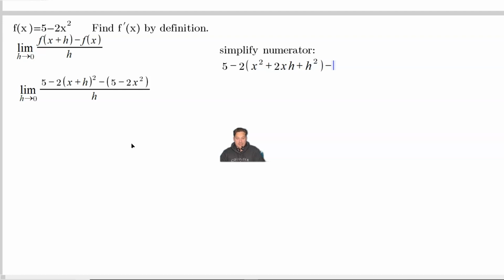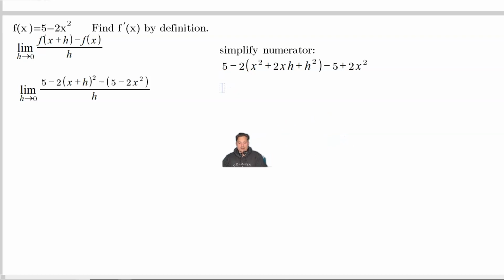And then you're going to subtract. Now when you subtract here, be careful, right? Because you see that negative will go over to the 5 and the negative 2x squared. So it's going to change the signs of those terms. Keep that in mind. So over here, for that reason, I'm going to type as follows. Minus 5 and then plus 2x squared. So I'm simplifying the numerator, nothing else.